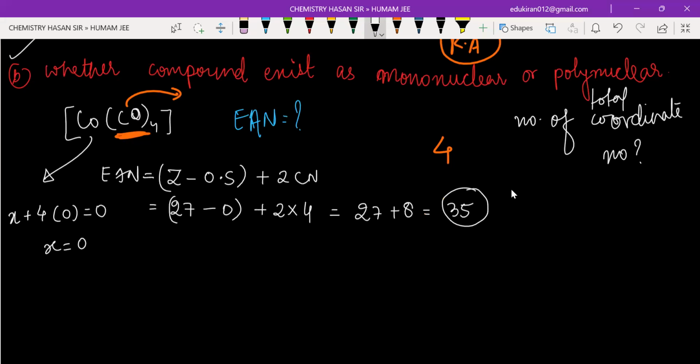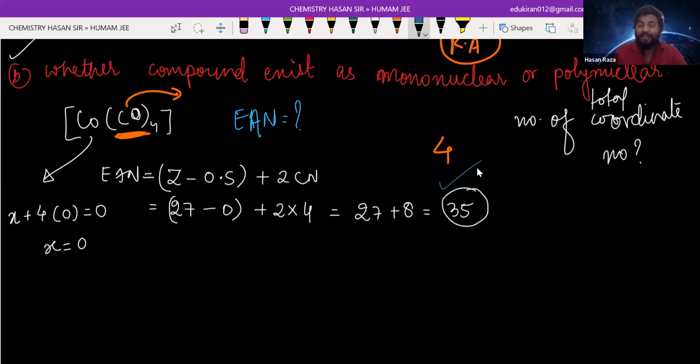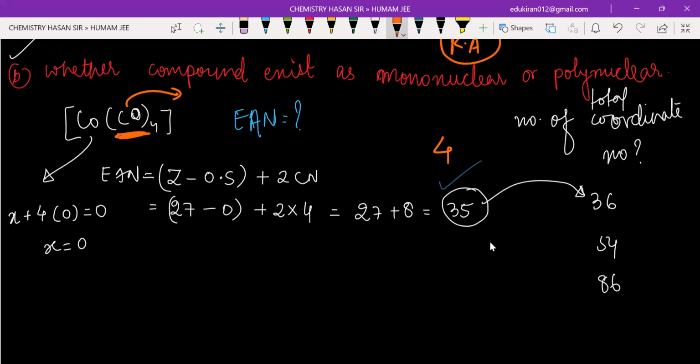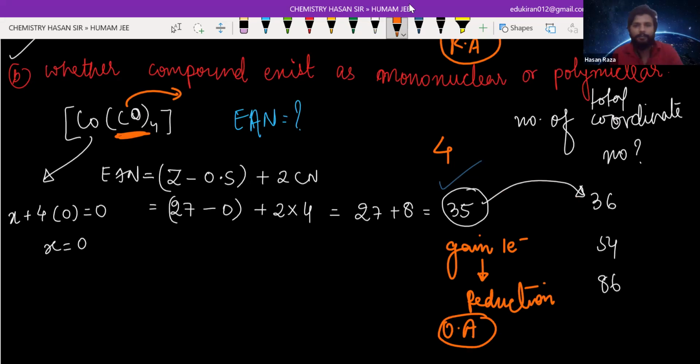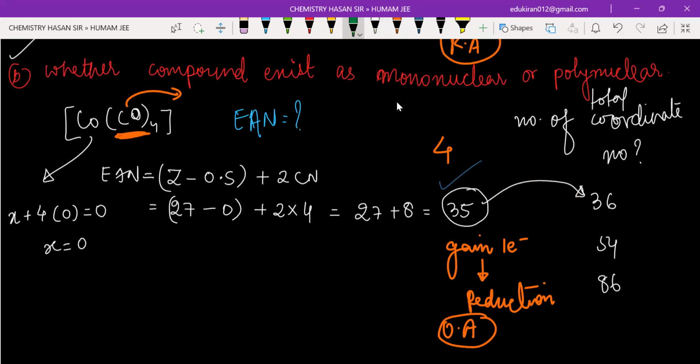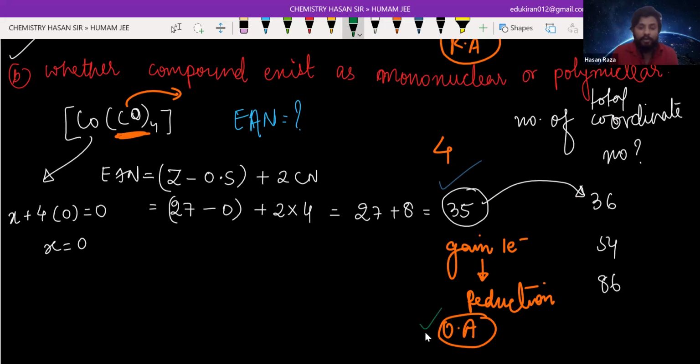Yes. Now, if I ask you whether it is an oxidizing agent or reducing agent, what will it be? This you need to remember. So it is nearby 36. Yes or no? Yes. Now it wants to get 36 electrons, so it will gain one electron. Gain of electron is called what? Reduction. And the one which reduces is called an oxidizing agent. Are you getting my point? Yes. So if the question is about oxidizing agent and reducing agent, this is an oxidizing agent.